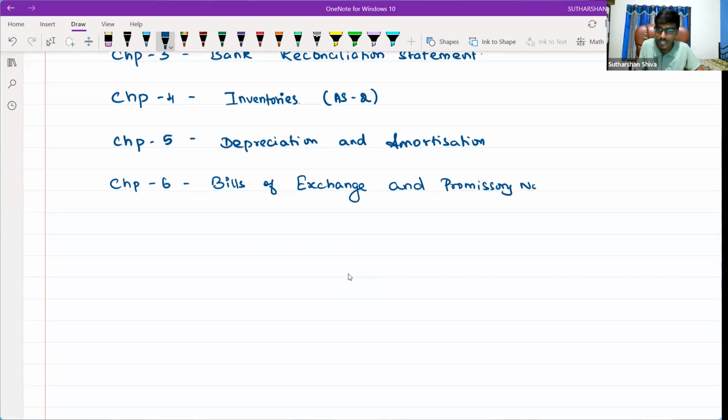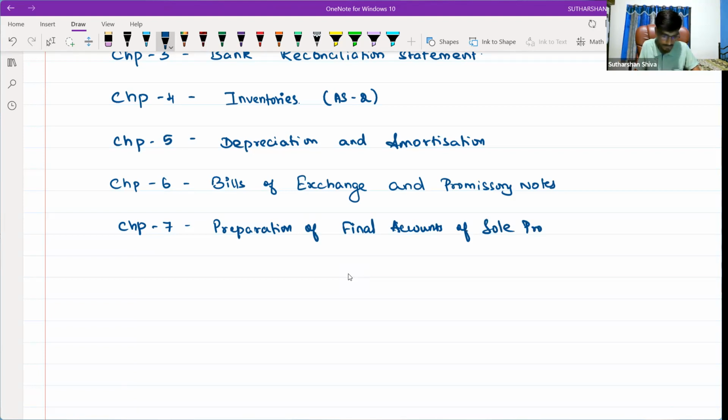Previously, in chapter 6, we had some topics like account current, average due date, sales return, consignment, like this 4 units we have, along with bills of exchange as 1 unit. What they have done in the new syllabus, they removed these 4 units and they kept bills of exchange as a separate exclusive chapter. Okay. And finally, chapter number 7, everyone's favorite chapter, that is preparation of what accounts? Final accounts of sole proprietor.